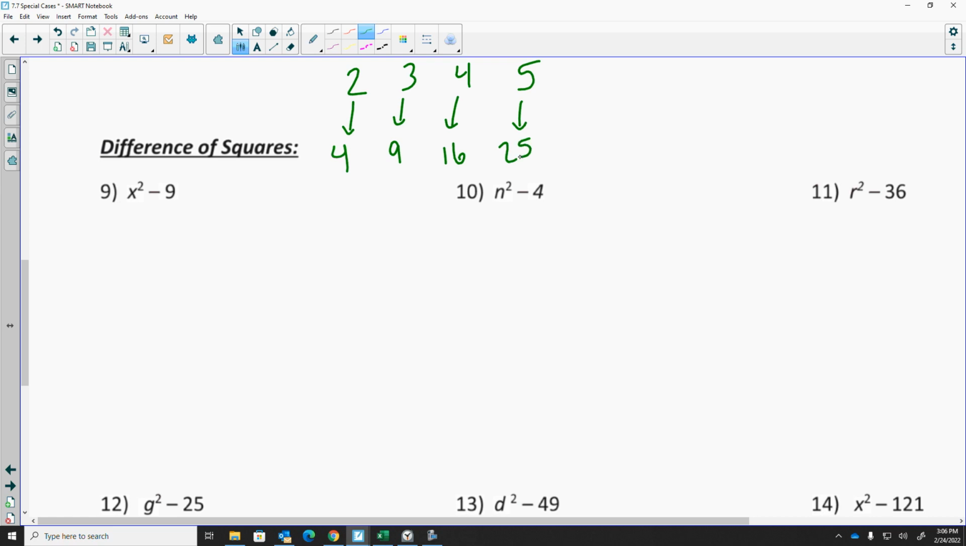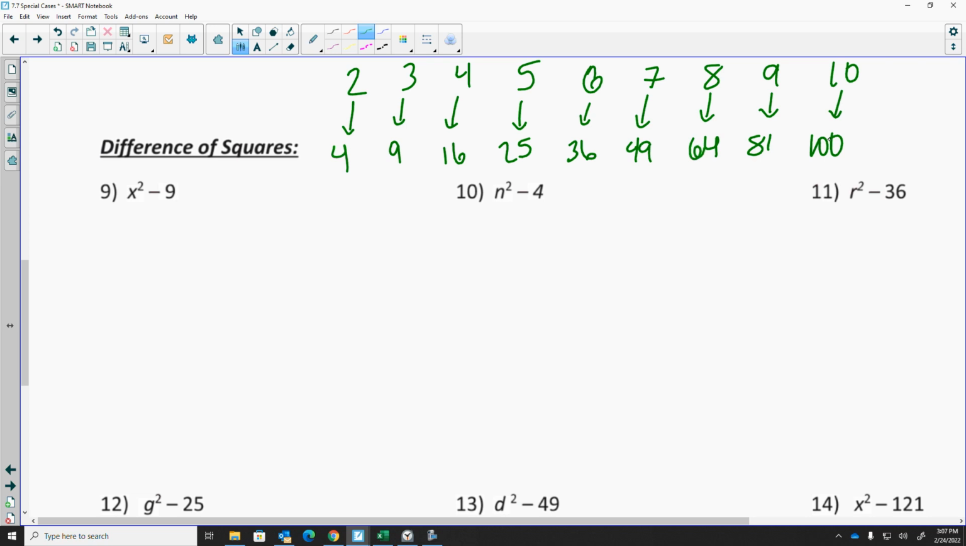36. Or sorry, 6 is 36. 7 squared? 49. 7 times 7. What about 8? 8 times 8. 64. 9 squared. 9 times 9. 81. 10 is easy. What's 10 times 10? 100.